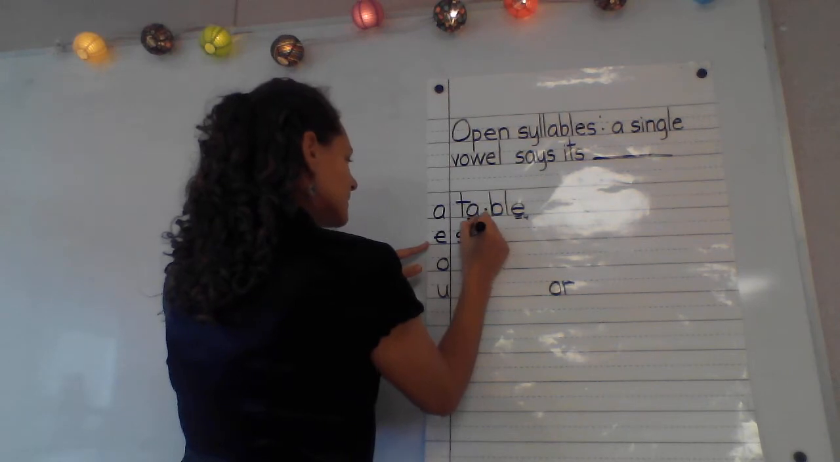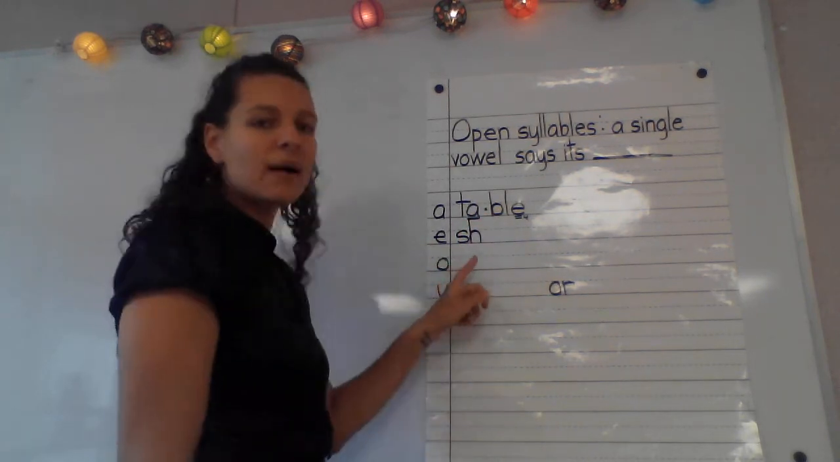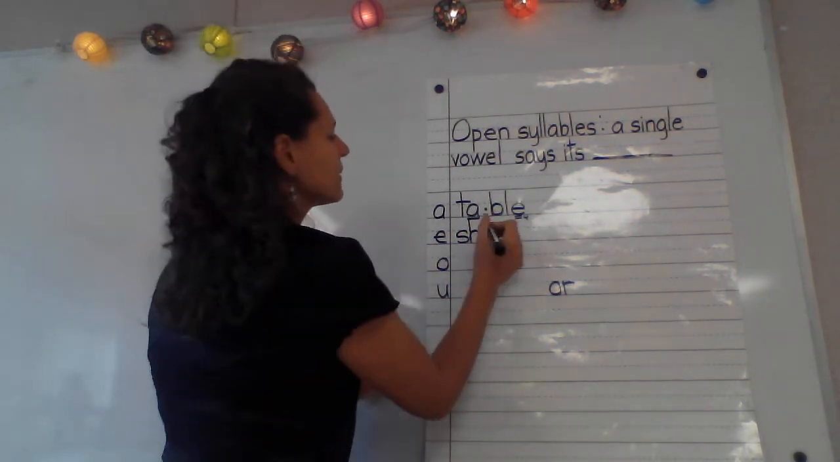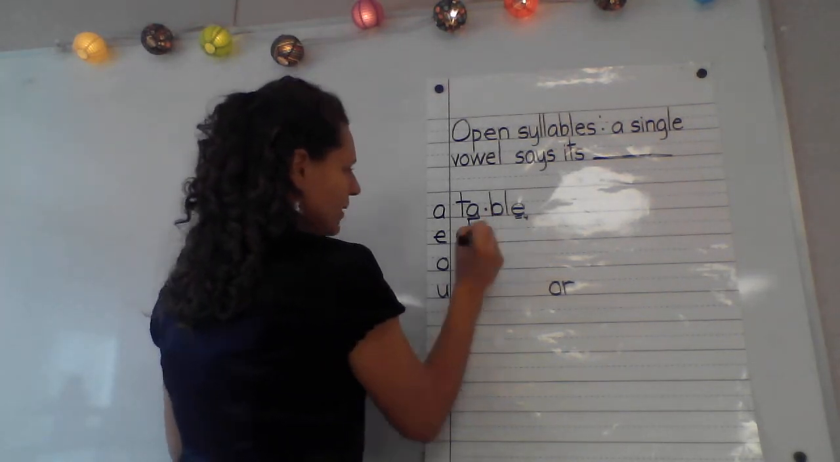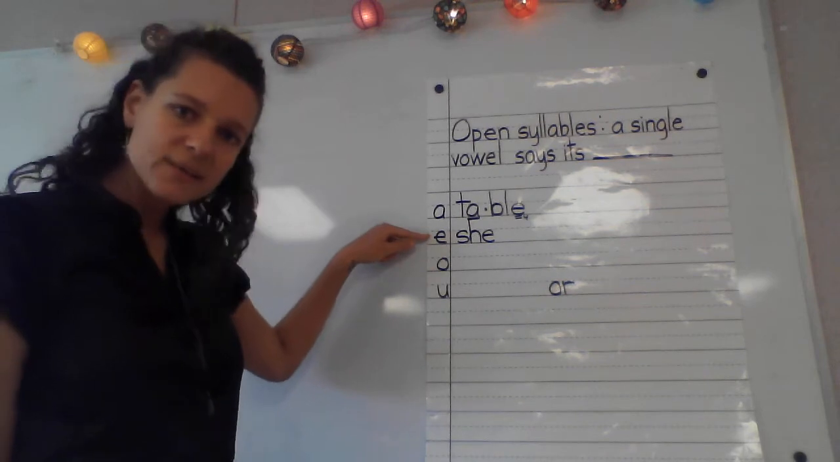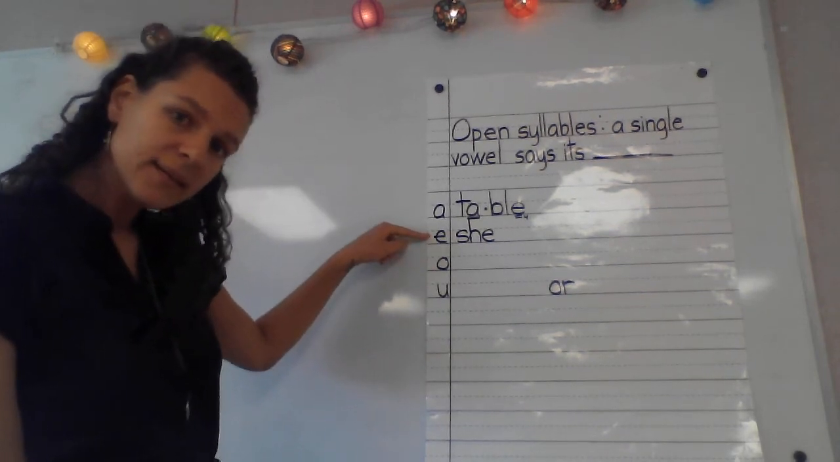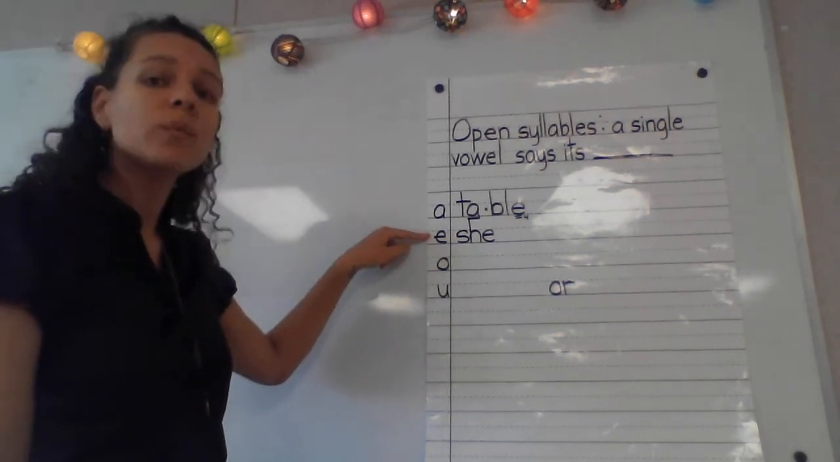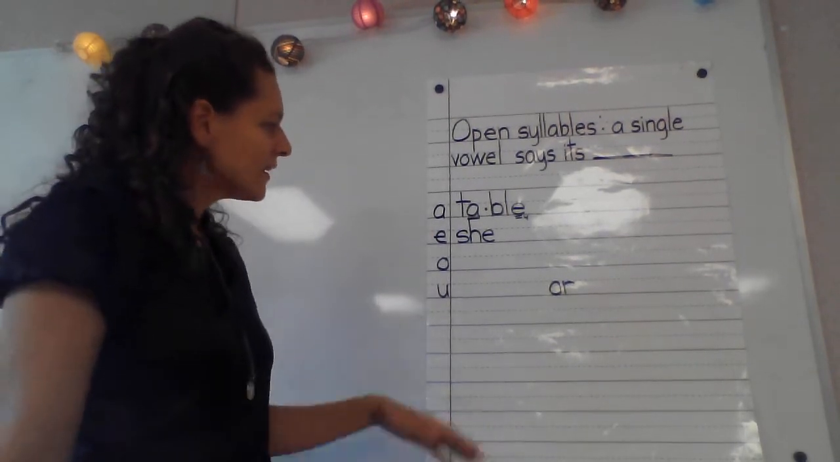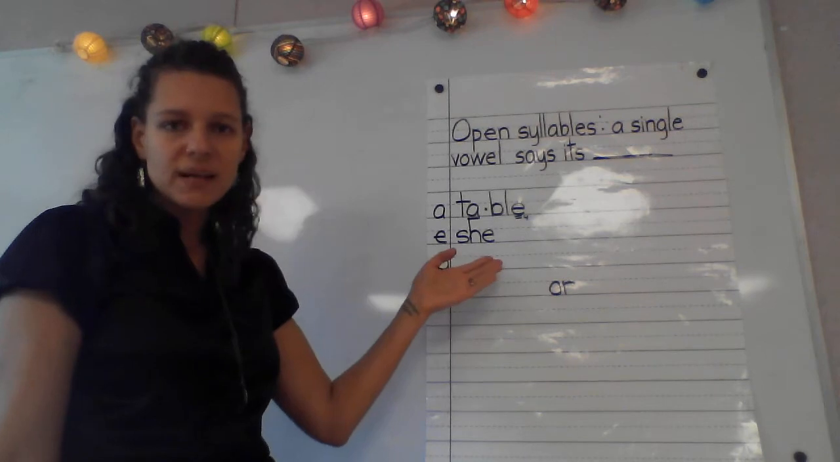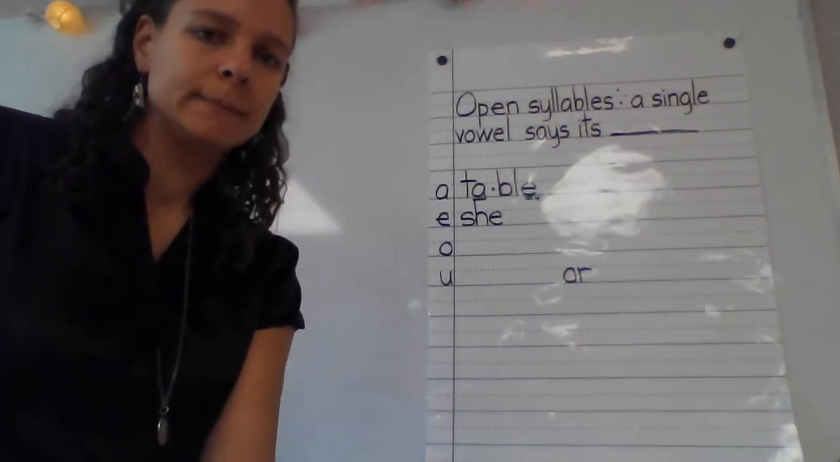And good, e. And what lets my e say e? Very good, it's an open syllable. So in an open syllable, this is going to say its what? Very good, it's going to say its name, which is, exactly, its name is e. All right, we've got our word written up here. Make sure yours looks like mine.